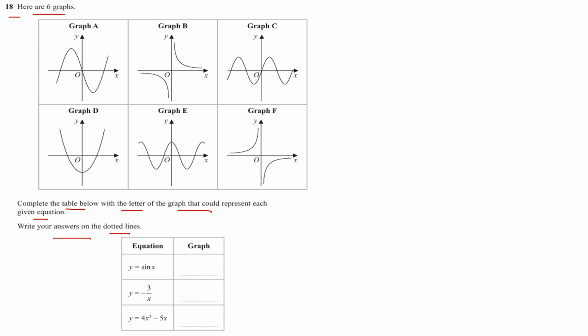So y equals sine x. So y equals sine x is actually graph C. Graph E is actually the cosine graph. So y equals cosine of x, or y equals cos kx, whatever it is. Okay.